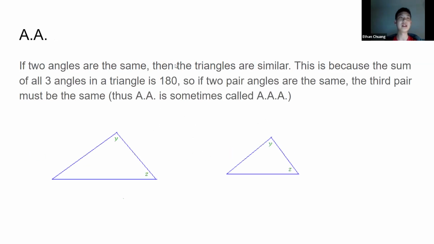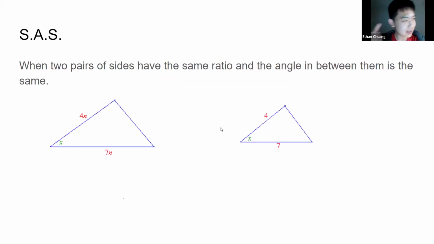Okay, we'll move on. And then we have angle, angle. So you know how I said for similar triangles, all three angles are the same. So if you have two pairs of angles that are the same, that automatically means the third pair is also the same because the three angles must always add to 180 degrees. So for example, here, if you have Y and Z, then the third angle must be 180 minus Y minus Z. So that's just angle, angle.